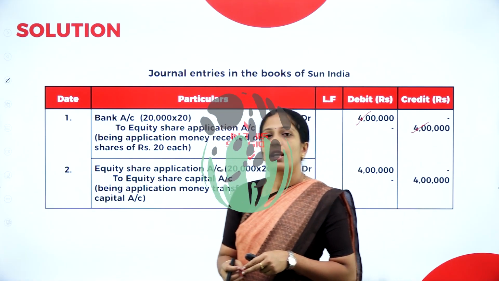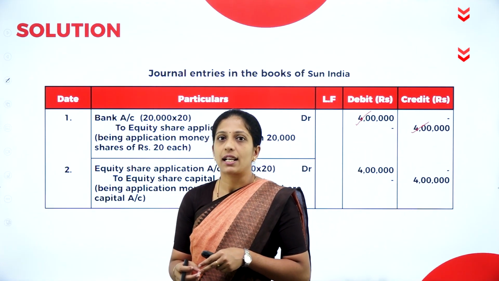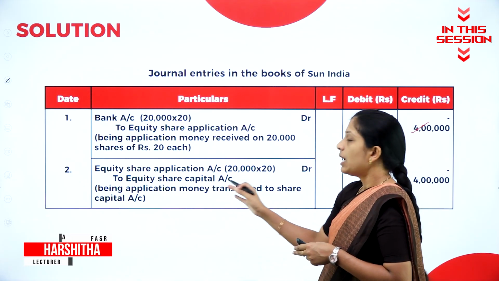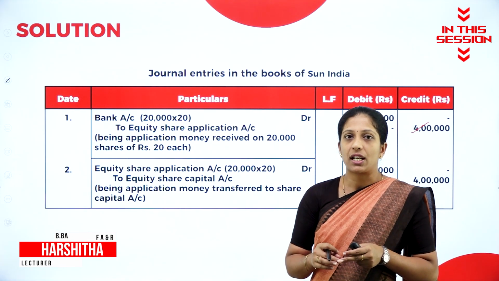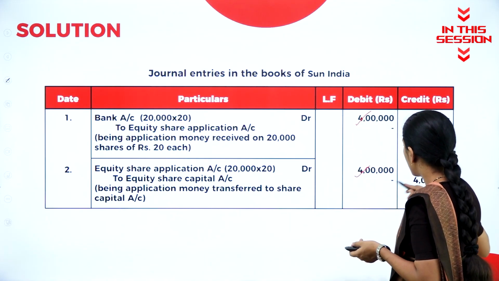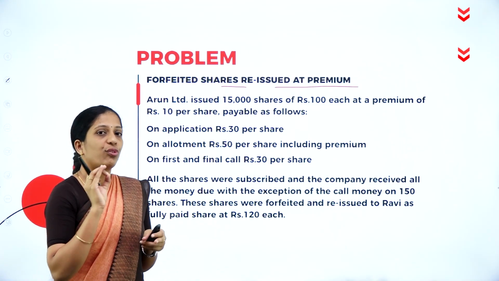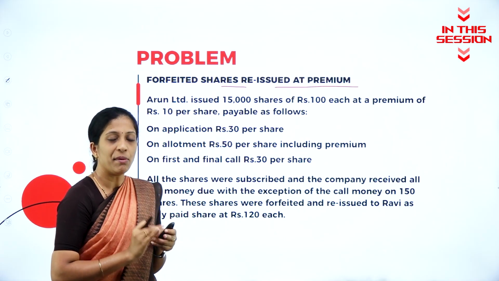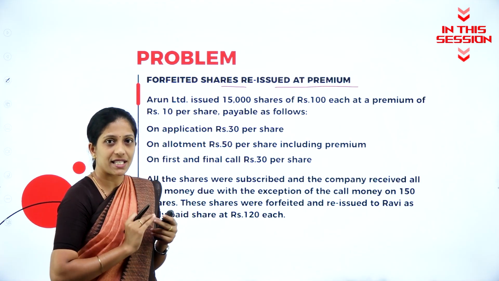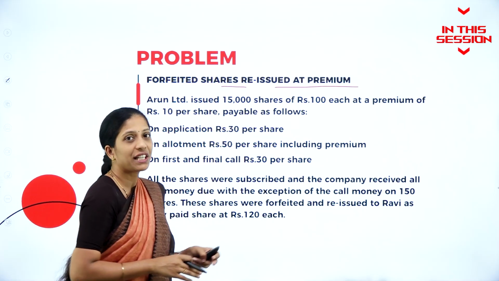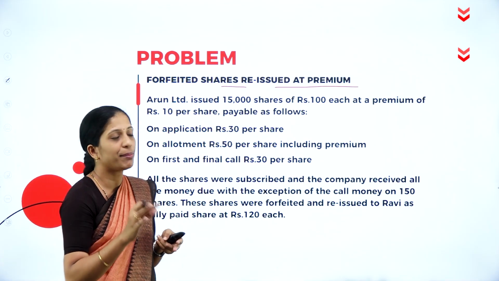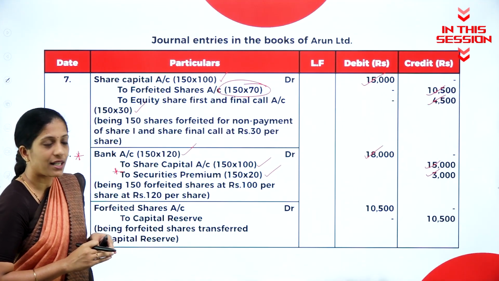Equity share application account debit to equity share capital account. So what would be the narration? Being application money transferred to equity share capital account with the same amount, that is 4 lakh. Now suppose forfeited shares are reissued at premium. Other than that, all the entries will be the same. Okay, so now this is a situation where your forfeited shares are reissued at premium. So how much amount will you transfer here?